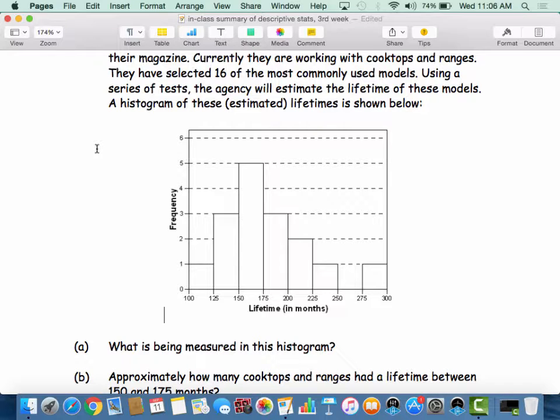Okay, so question A, what is being measured in this histogram? Lifetime of appliances in months. And that's numerical. You know, if you're conducting a study or a survey, whatever, how long did this last you? And this is 16 popular models here. You kind of have to expect it's going to be a numerical response. That is quantitative. So question A, lifetime in months of the appliance.